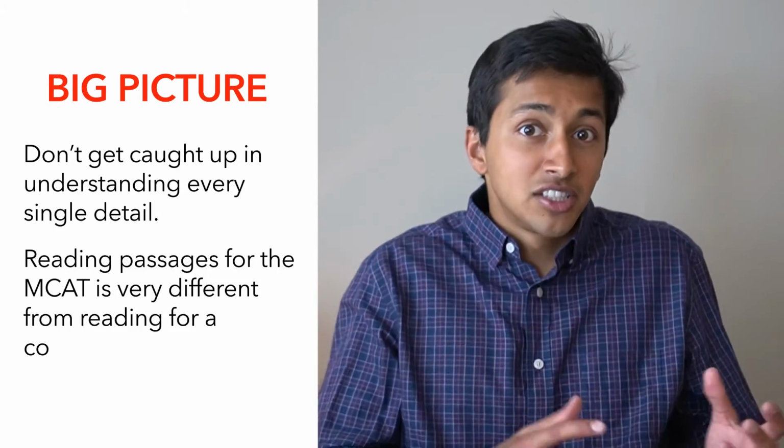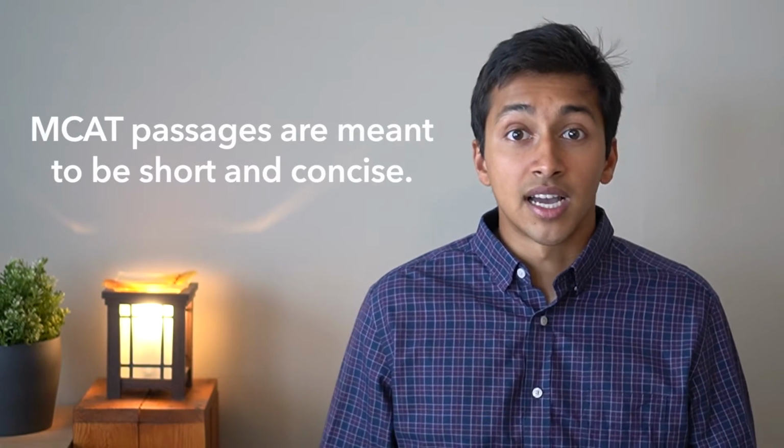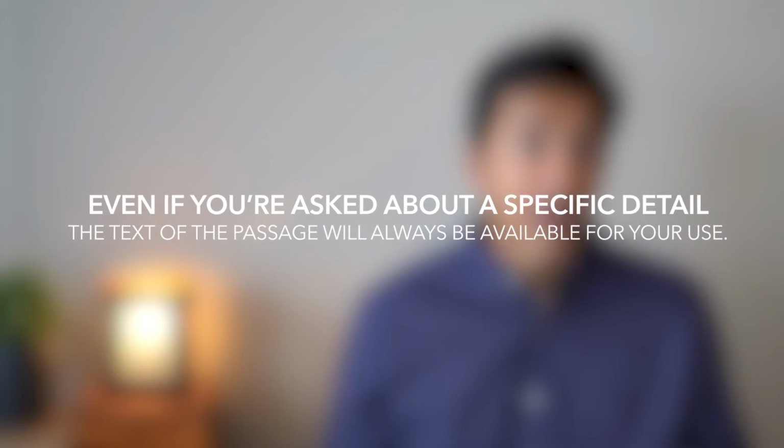You'll find that reading passages for the MCAT is very different from reading for a college class. A history class might expect you to memorize dates and places, while a biology class will expect you to memorize names and pathways. Assigned readings might be dozens of pages long and be filled with a lot of fluffy, extraneous information. In contrast, MCAT passages are meant to be short and concise. When you read through the passages, keep in mind that it's impossible for the MCAT to test you on every single detail that's presented. And even if you're asked about a specific detail, the text of the passage will always be available for your use. Spending extra time to memorize details just isn't worth it.